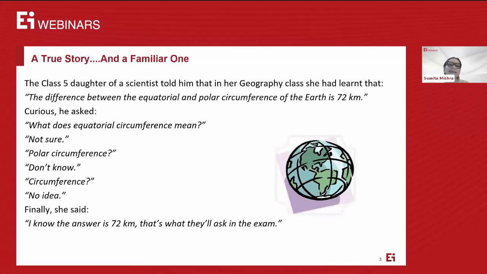So I begin with a very interesting and true story. I think it's a story that you all might find familiar. This is a conversation between a parent and a child. The child comes to the parent saying that in her geography class, she has learned a very important fact. And the fact is that the distance between the equatorial and the polar circumference of the Earth is about 72 kilometers. The father was very excited. He said, well, good. But do you know what equatorial circumference means? The child nodded. She said, I'm not very sure.